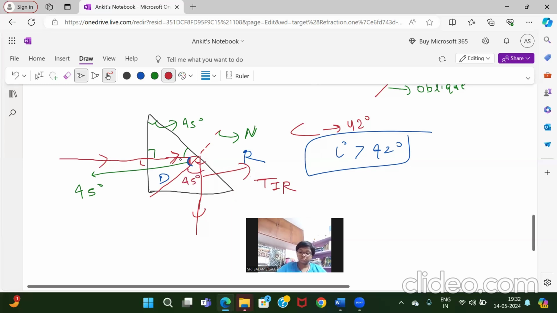Now this light goes 45, 45. Then again it is striking this surface. Now see this, at what angle is it striking the surface? 90 degree. Clear? Yes, sir. If it is striking at 90 degree, then there is no refraction. Clear? It will go straight.